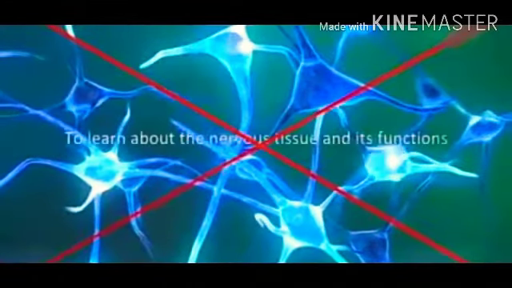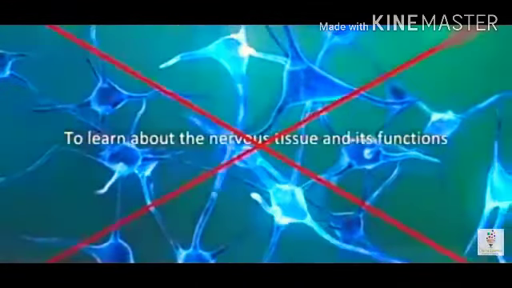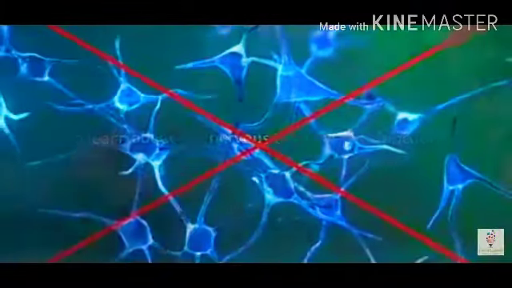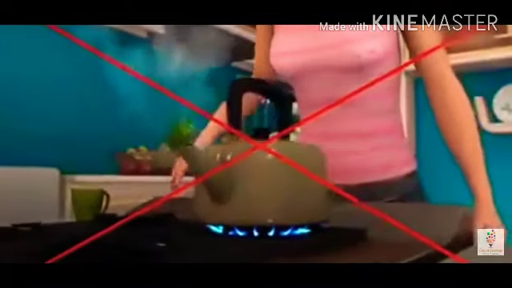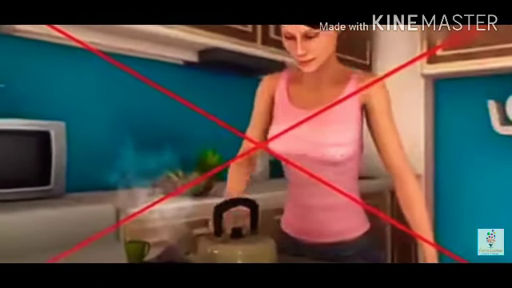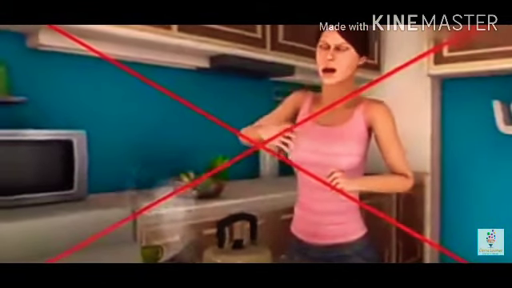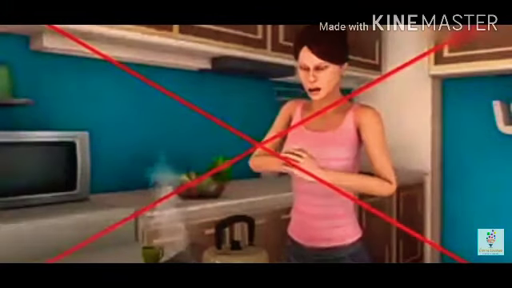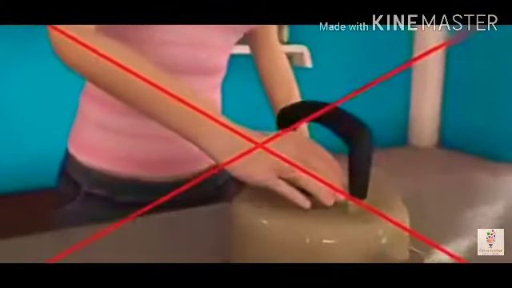Objective: to learn about the nervous tissue and its functions. If a person unknowingly touches a hot object like a kettle, she immediately pulls back her hand. Why does she do this?